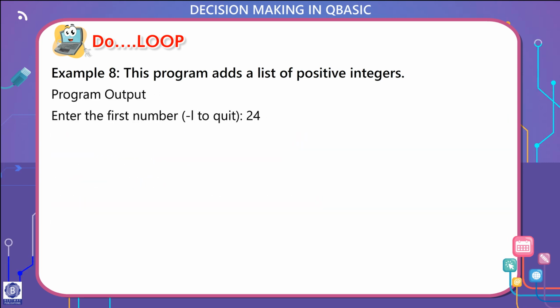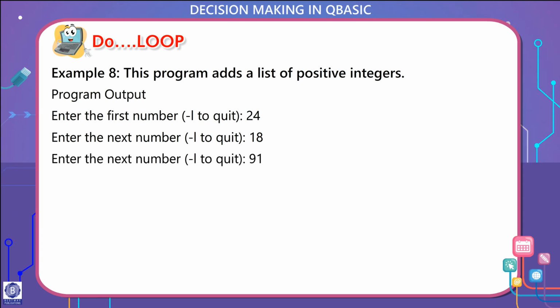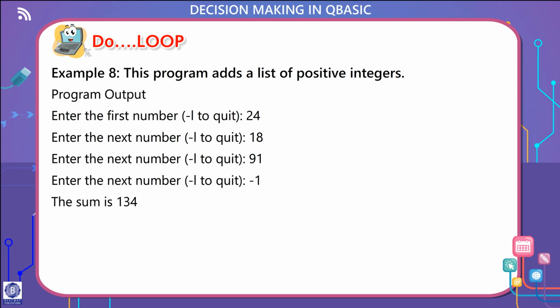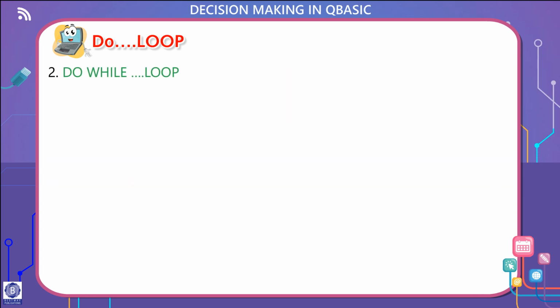Program output: Enter the first number, -1 to quit: 24. Enter the next number, -1 to quit: 18. Enter the next number, -1 to quit: 91. Enter the next number, -1 to quit: -1. The sum is 134.